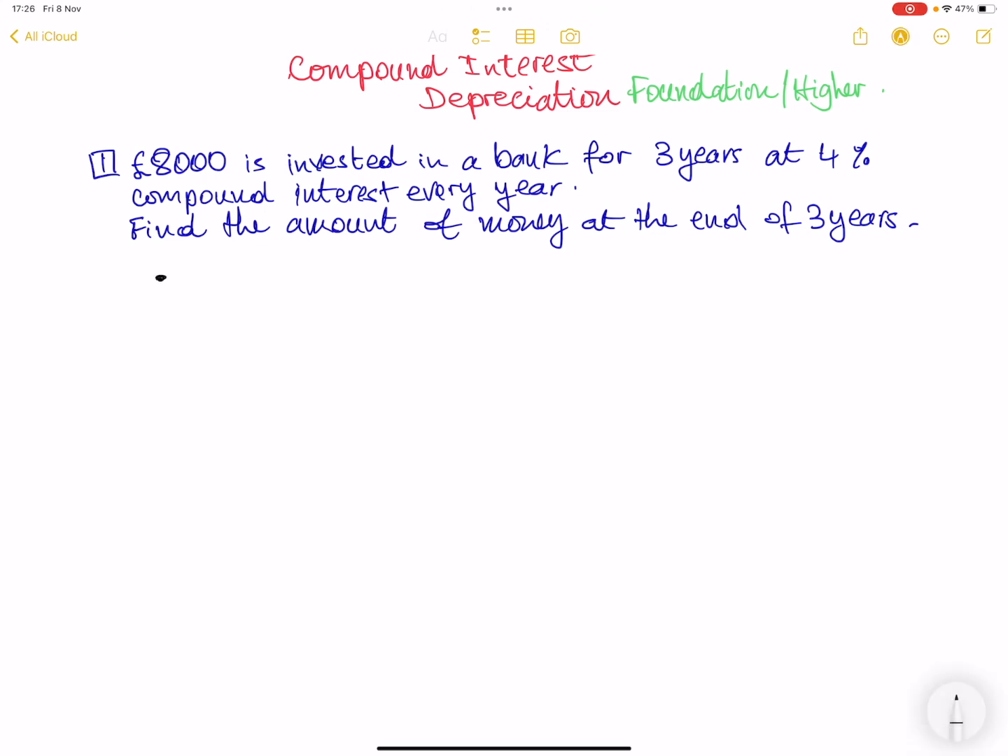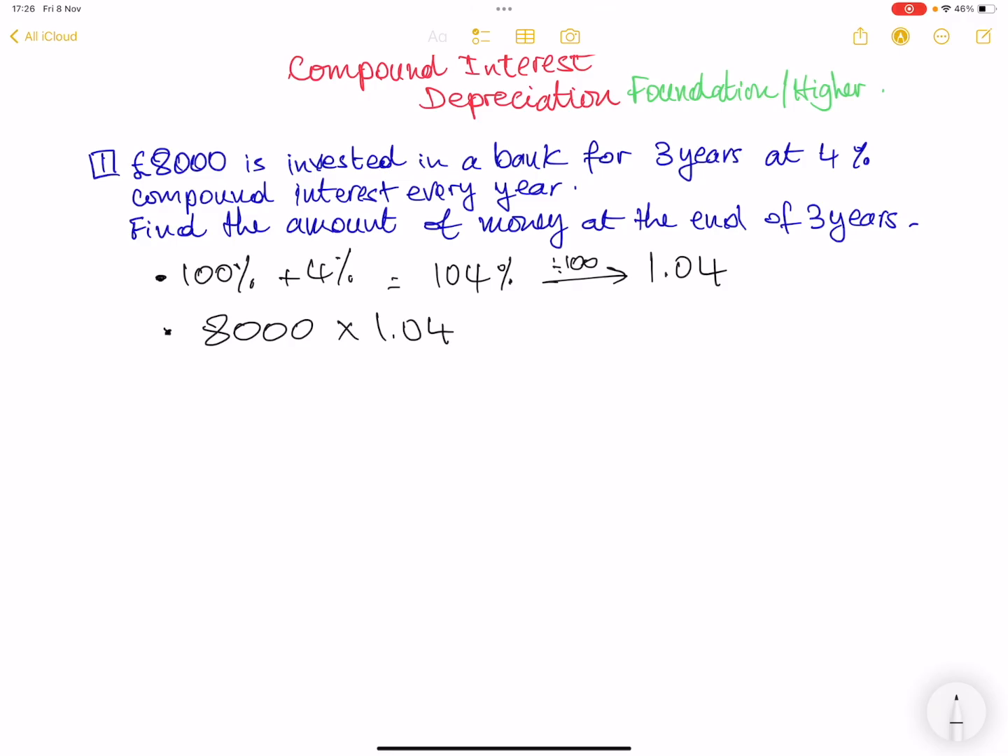finding the multiplier. So what you do: 100% plus 4%, and that is equal to 104%. And then change it into the multiplier, which is actually just the decimal number. So divide by 100: 1.04. And then all you have to do now is 8,000 multiplied by 1.04 to the power of 3.